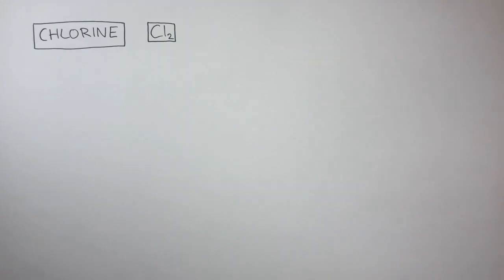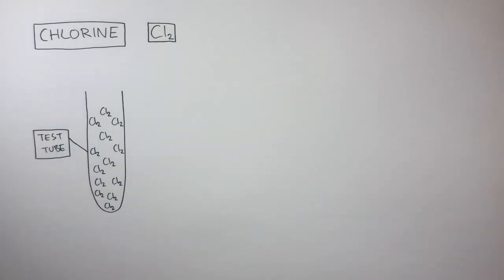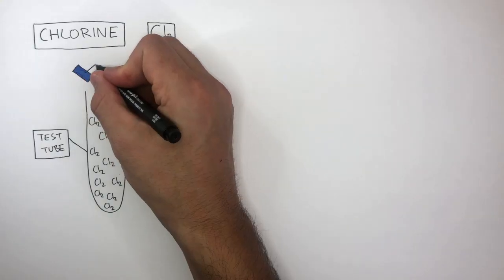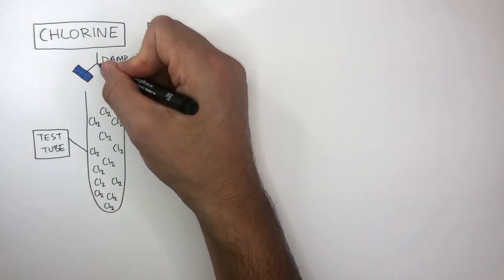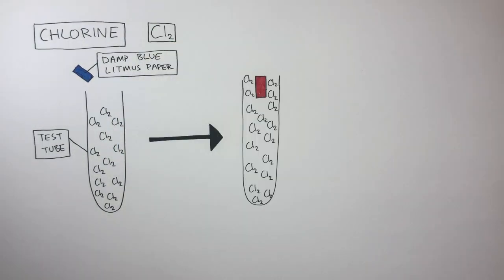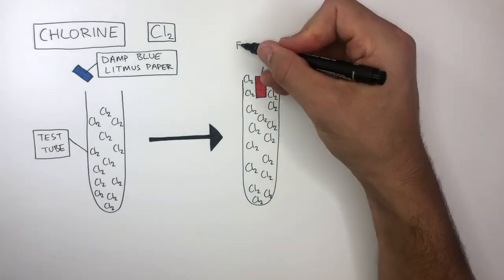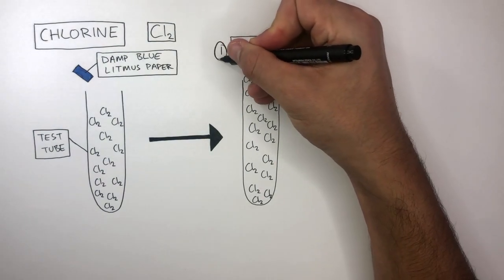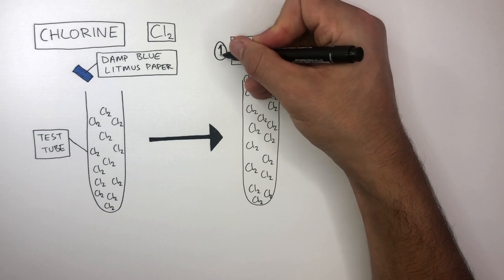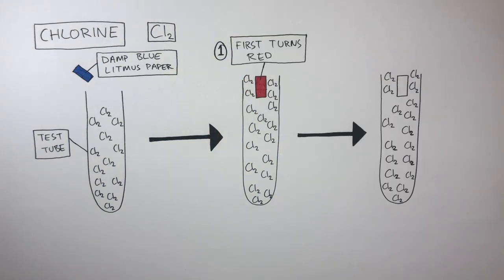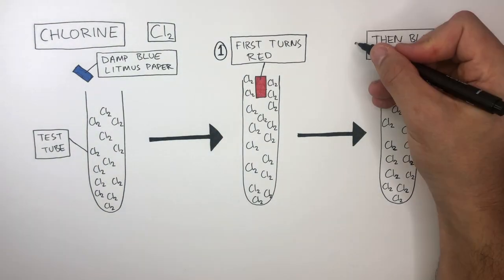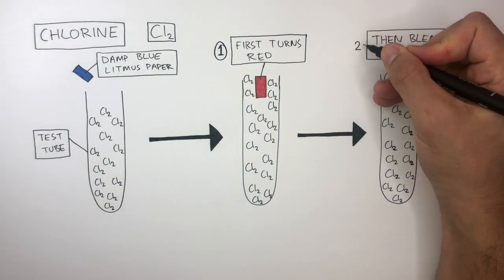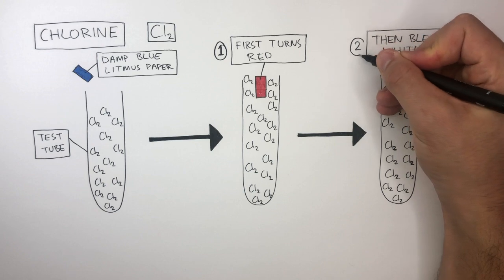Chlorine can be identified using damp blue litmus paper. To begin with, you have your test tube full of chlorine gas and your damp blue litmus paper. You place the damp blue litmus paper inside the test tube and it first turns red. So the first observation is the damp blue litmus paper turns red. After a small amount of time, the red litmus paper then bleaches white. The second observation is the red litmus paper bleaching white.